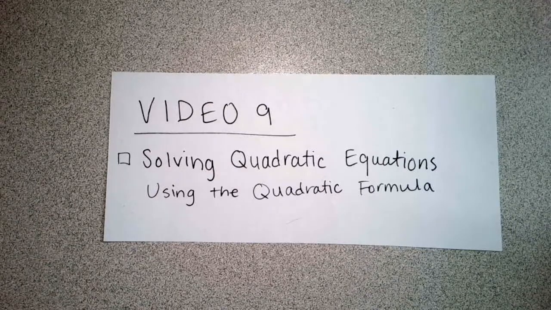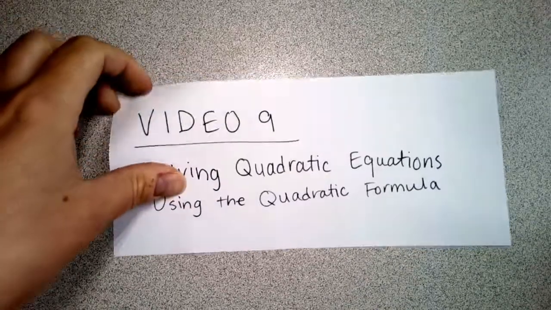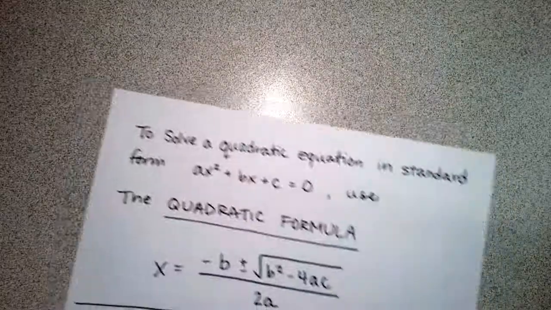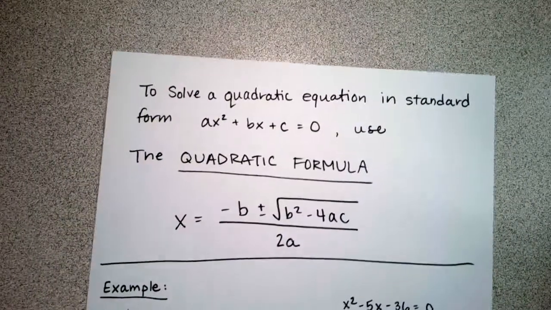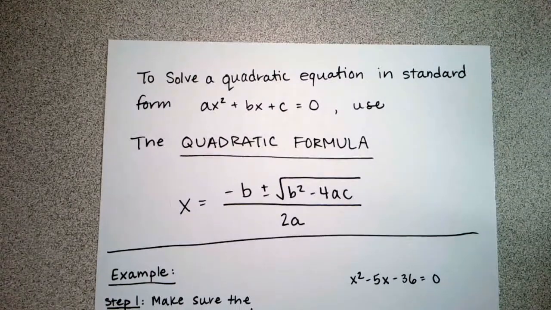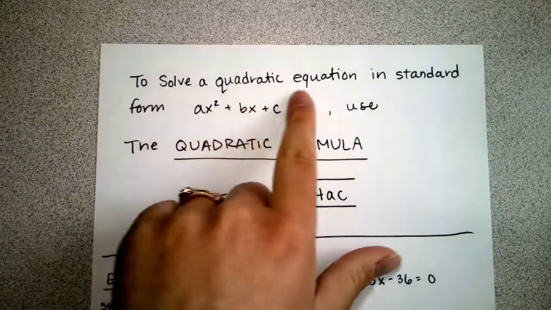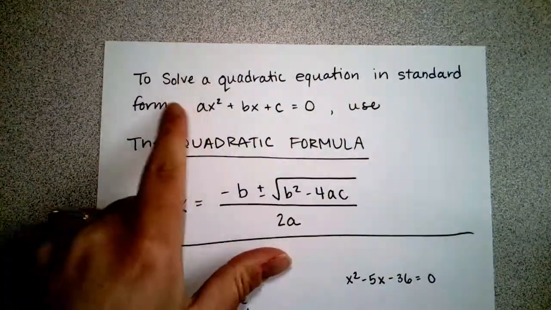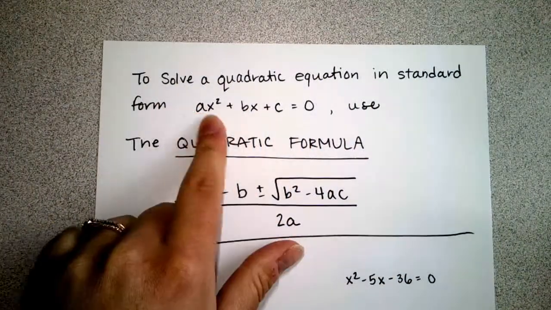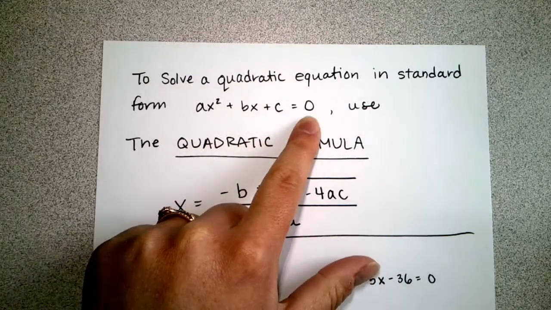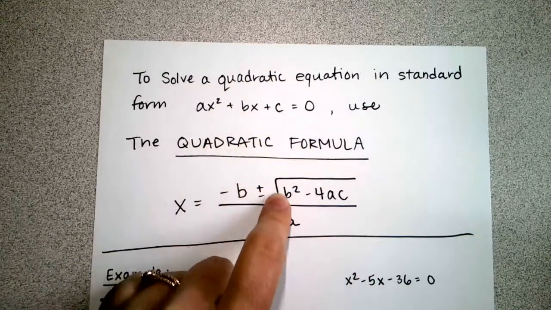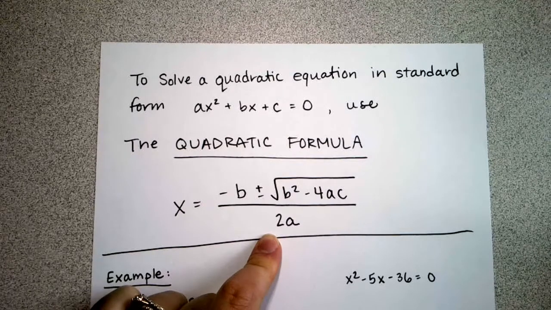In this video we're learning how to solve quadratic equations using the quadratic formula. So far in this unit we've learned how to solve quadratic equations using graphing, factoring, square roots, and now this is our final method, the quadratic formula. To solve a quadratic equation in standard form, ax squared plus bx plus c equals 0, we use this formula, which is called the quadratic formula.